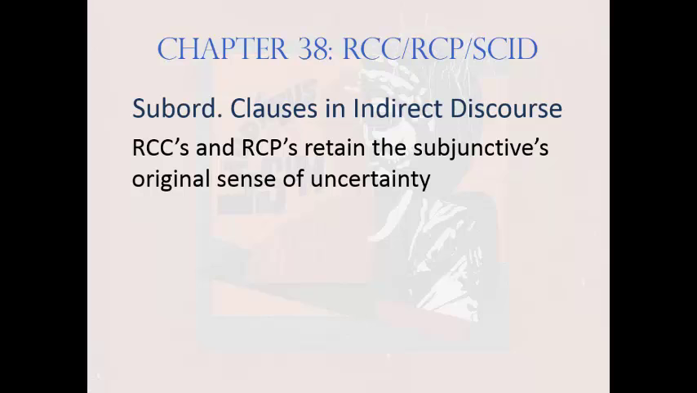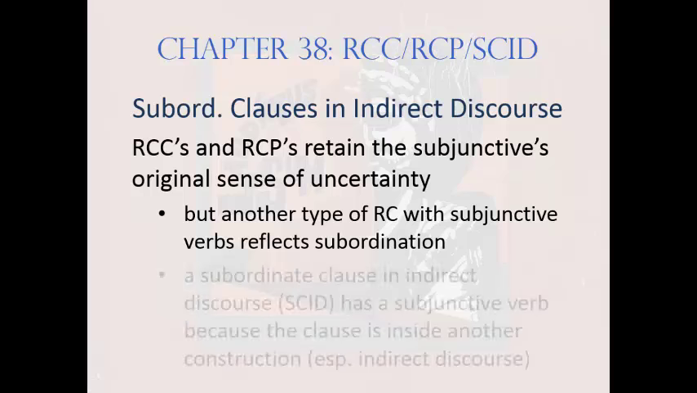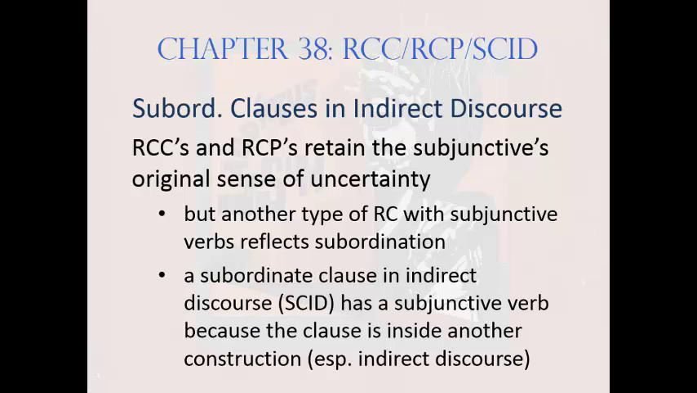Both show uncertainty. There is yet a third kind of relative clause, which takes a subjunctive verb, but this one doesn't reflect uncertainty. Instead, it incorporates the newer use of the subjunctive in classical times to show subordination. This type occurs when a relative clause is embedded within another clause or construction. This syntax inside syntax situation happens most often when the antecedent of a relative clause is some component of indirect discourse. In this case, there is not necessarily anything uncertain about the information in the relative clause.